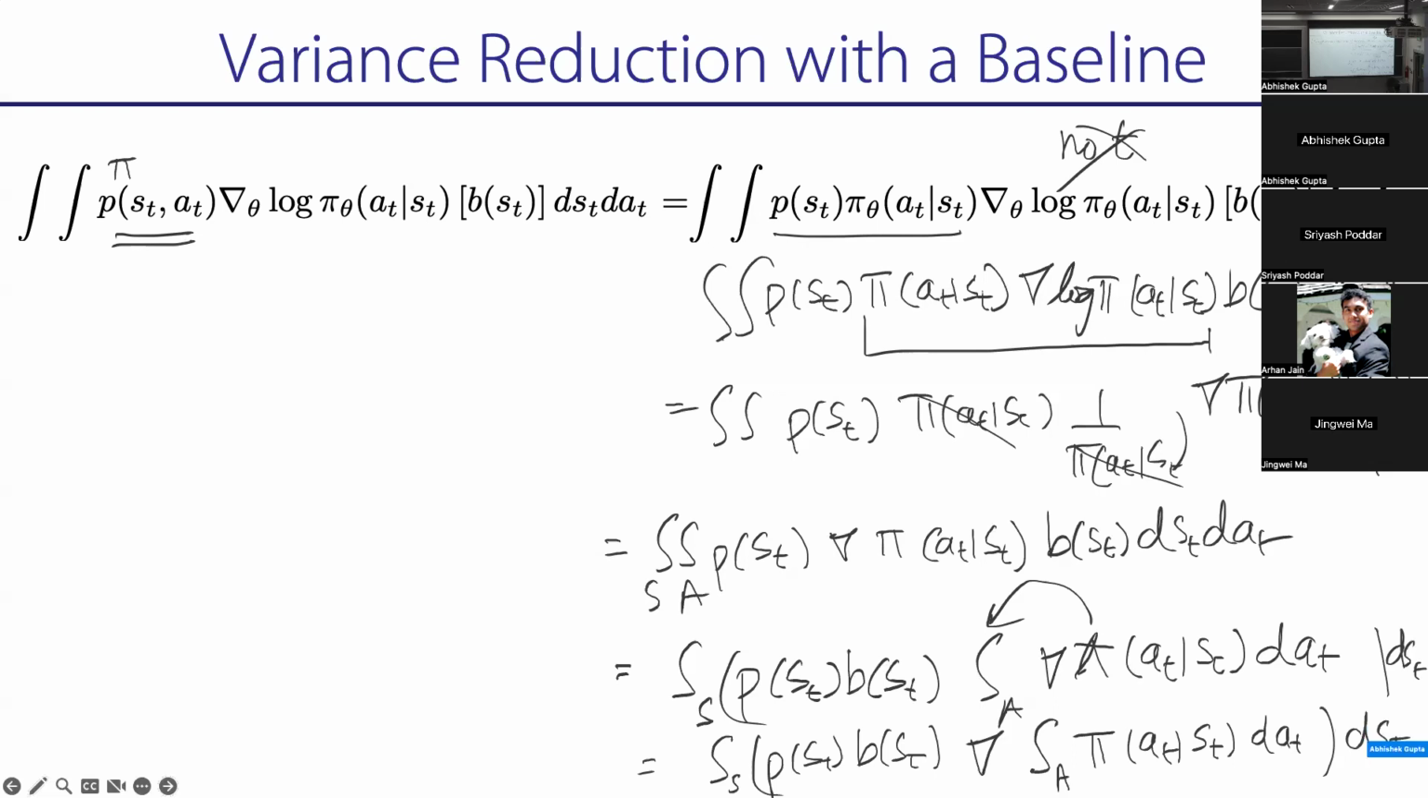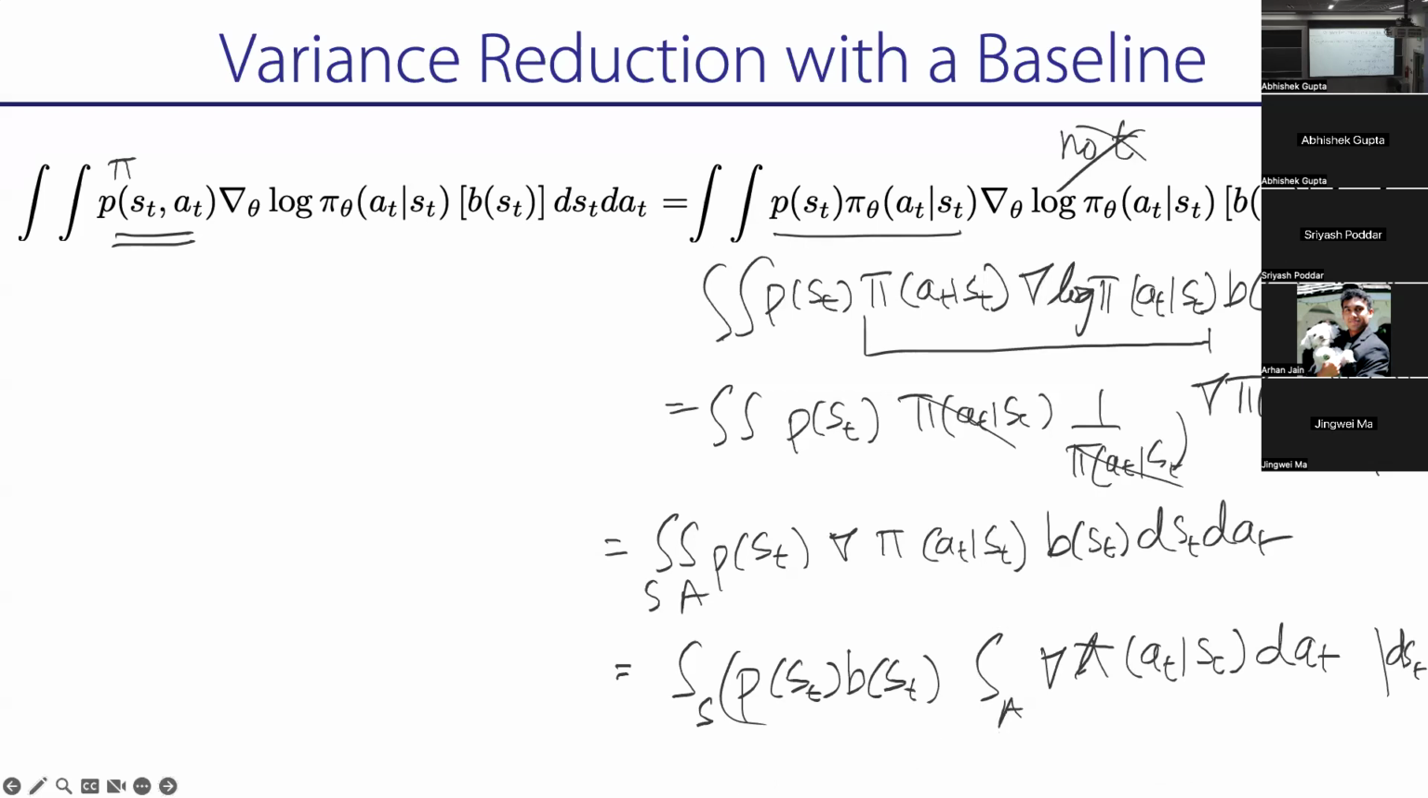And now we've got the integral of a probability distribution. That's going to be 1. So this thing is going to be 1. And the gradient of 1 is 0. And then everything goes to 0, right? So beautiful.